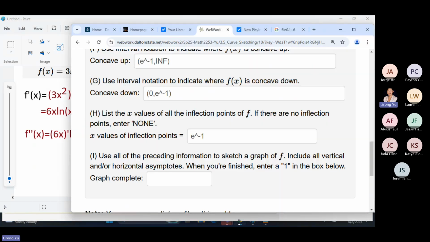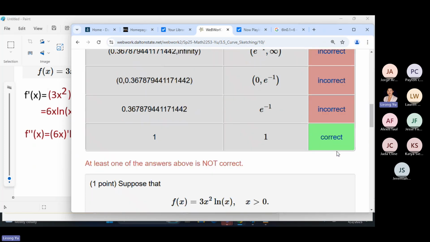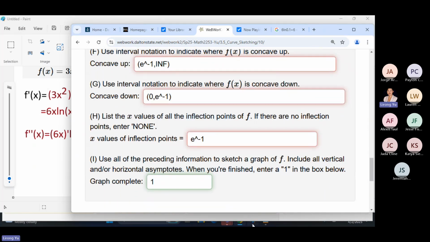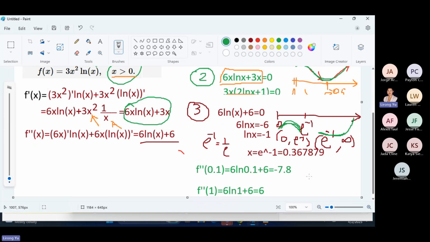All right, to actually finish the sketch, we need to know the y value. I'm going to enter 1 first. And that pretty much, did I find the wrong concavity? Okay, that means the second derivative is wrong. Yes, so I made a mistake in the second derivative. I realized that, okay, this is a really very obvious mistake.